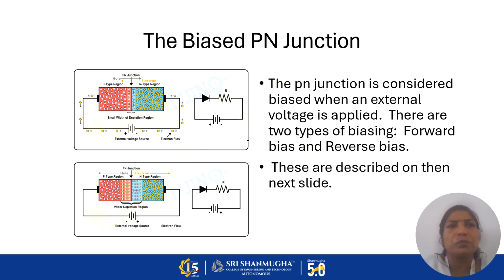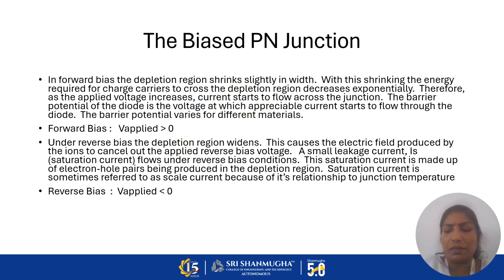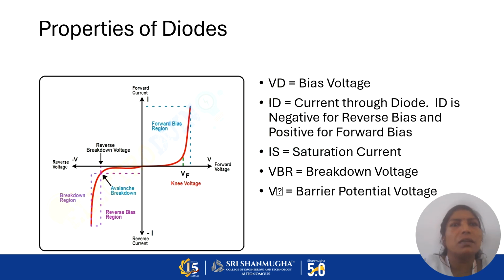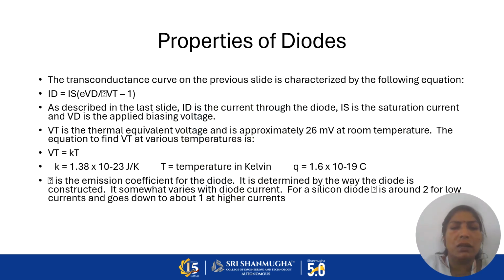Next, VI characteristics. The VI characteristics graph shows the relationship between voltage and current. In forward bias, the current increases rapidly after threshold voltage. In reverse bias, only small leakage current flows until breakdown voltage.